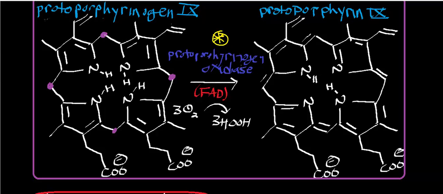But what this enzyme does is it fully aromatizes the whole porphyrin ring system. So protoporphyrin is not just four aromatic pyrrole rings. All of the pyrrole rings are now completely conjugated to each other. So this is one continuous p orbital system, a continuous pi electron system.